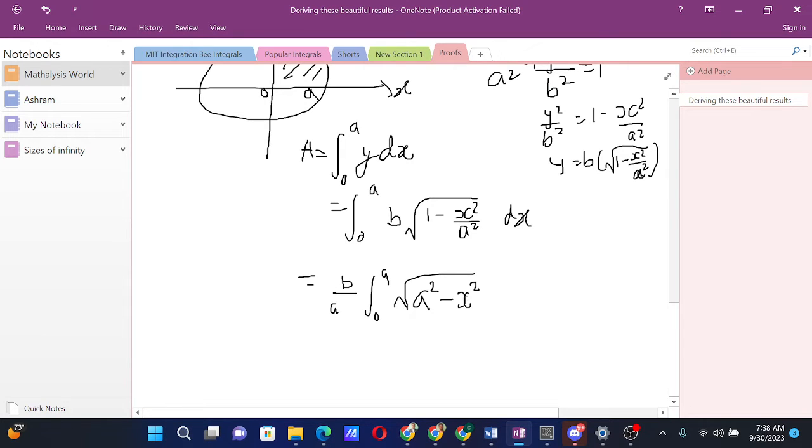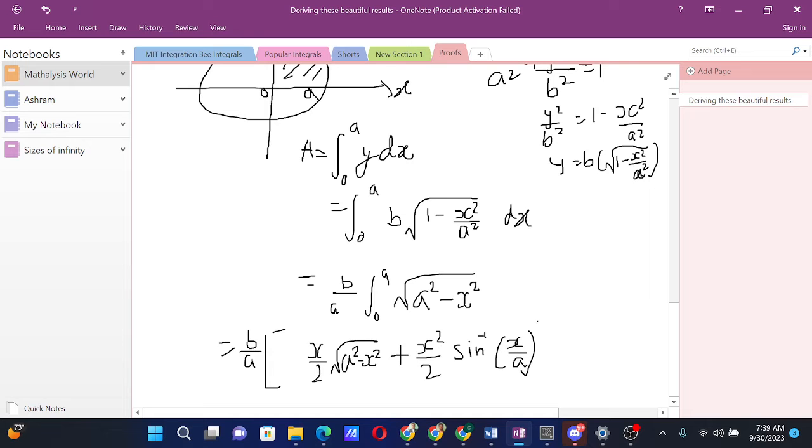And now to integrate this, again, we can either go by visual representation or use standard formulas. The standard formula for this form is x by 2 root under a square minus x square plus a square by 2 sine inverse x by a. To derive this, you can use trigonometric substitution or just remember this formula.